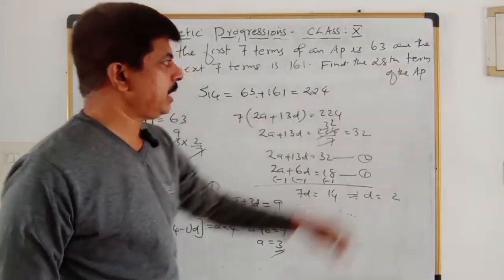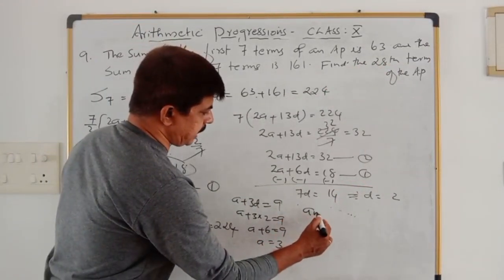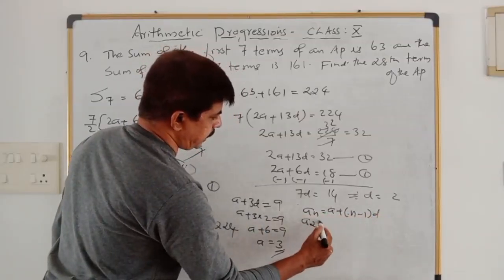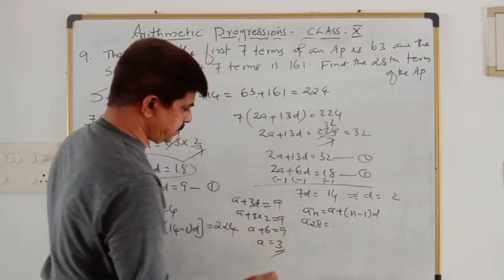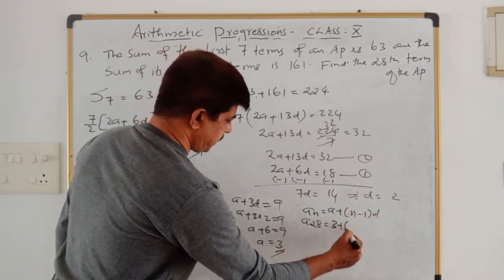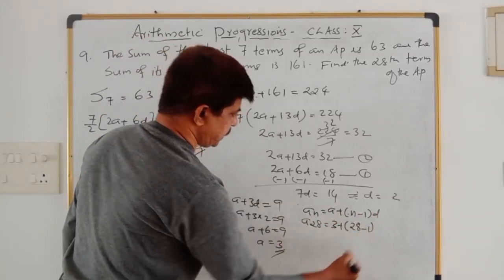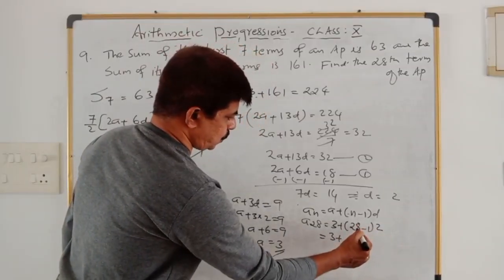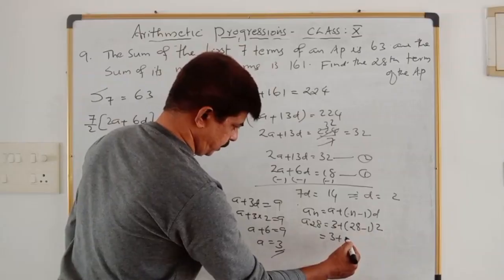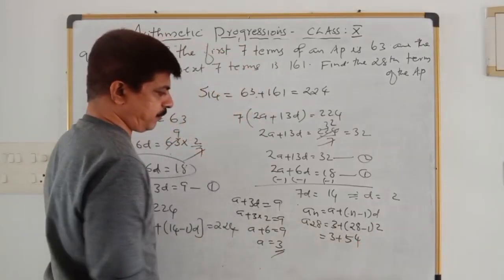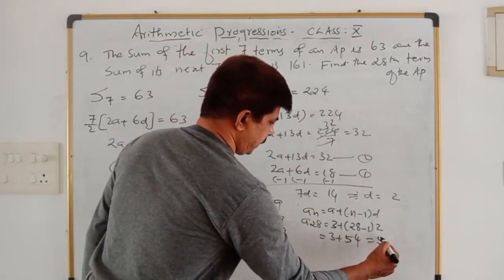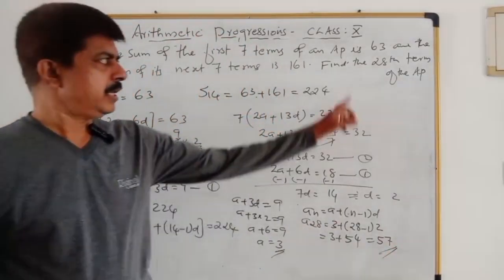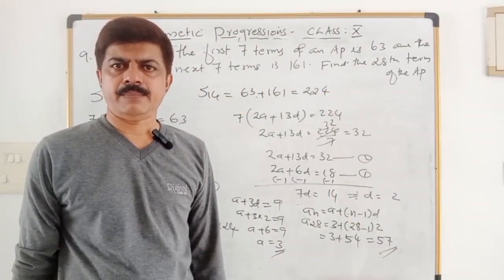Now we are required to find the 28th term of the AP. What is the a n formula? a plus n minus 1 d. a 28: what is the value of a? 3 plus 28 minus 1 into d, 2. 3 plus 27 into 2. 28 minus 1 is 27. 27 into 2 is 54. So 3 plus 54, we got 57. 57 is the 28th term of the given AP.